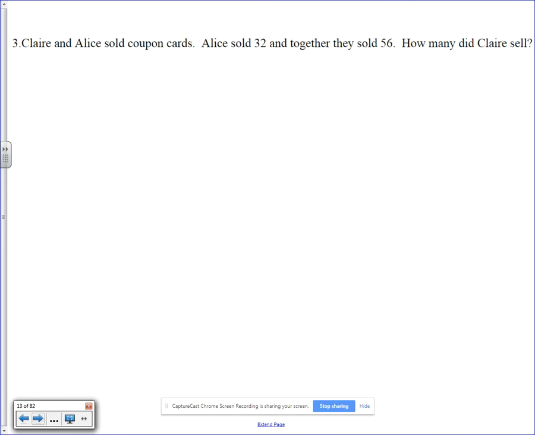What do I want to know here? What is my variable going to be? I want to know what my variable is. I don't know Claire, do I? So C is going to be my variable. Okay. They have a total, don't they? What is the total?